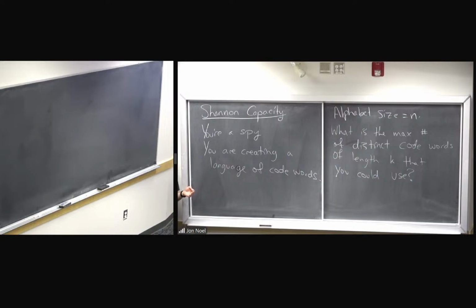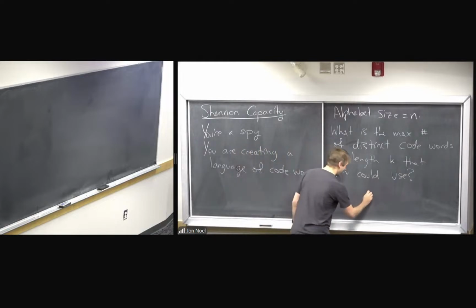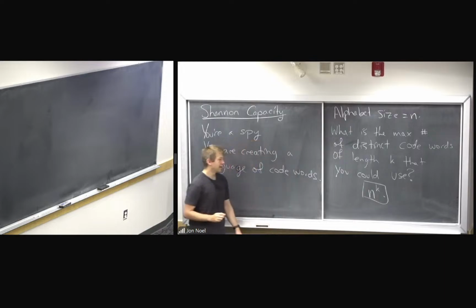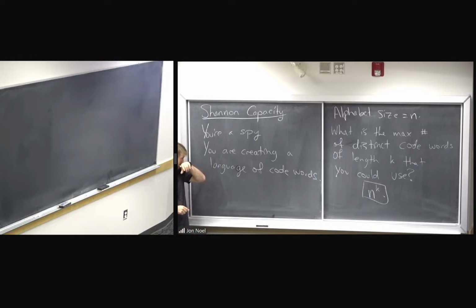So can anyone see what the answer to this is? It's not any kind of trick question. I can see some people mouthing it. Yeah, so it's just n to the k. We are making a word of length k. Each letter has n choices, so it's n times n times n, k times.